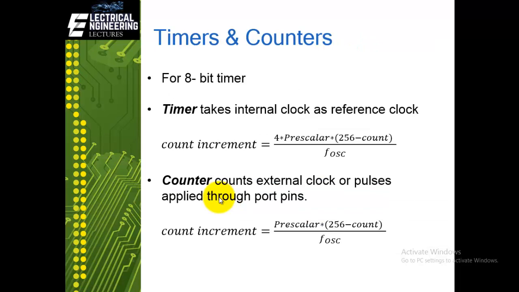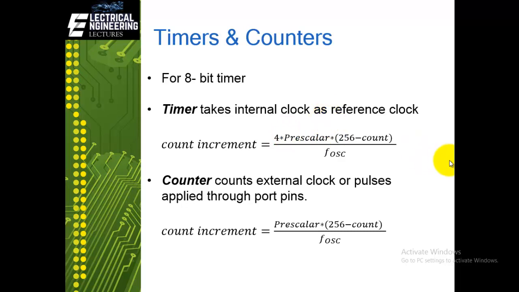So what is the formula for calculating the count increment? So here it is. Again, I am taking the 8-bit timer example. First of all, for the count increment of the timer, since the timer takes the internal clock as reference clock, the internal clock will always be equal to the external clock divided by 4. Since I am talking about time, it is the inverse of f oscillator divided by 4, which can be written as 4 over f oscillator. So this is the internal clock period. After that, we have a prescaler, and then it will be multiplied by 256 minus count.